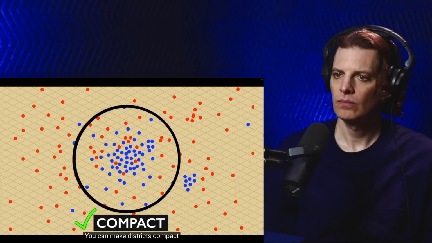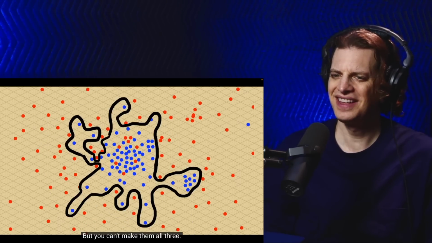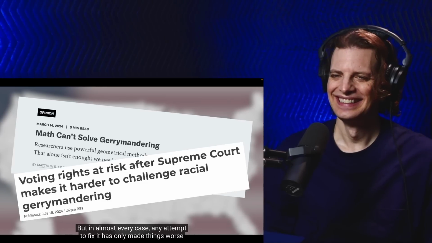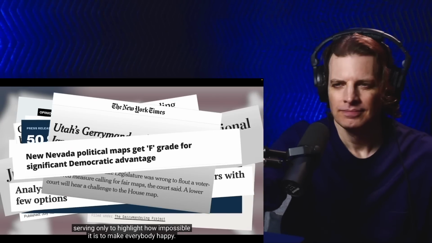You can make districts compact, or you can make them competitive, or you can make them keep a community. But you can't make them all three. That's what makes fixing gerrymandering so hard. No one can agree on which is the most important C. Which is why all attempts over the last few decades at fixing gerrymandering have produced various amounts of not much success, including, most notably, in California, with the strong support of Governor Arnold Schwarzenegger. It's time to say hasta la vista to gerrymandering. But in almost every case, any attempt to fix it has only made things worse, serving only to highlight how impossible it is to make everybody happy.